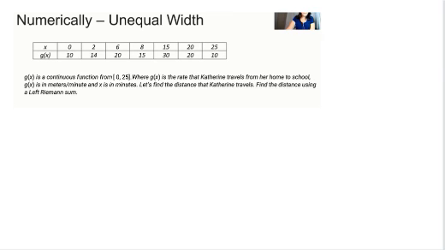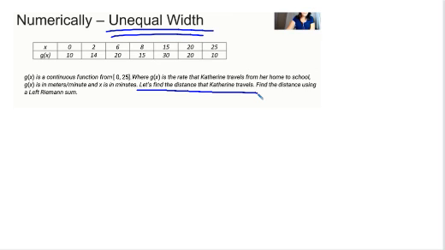So let's look at a sample problem here. This one is a numerical problem, and the reason that it's numerical is because we have unequal widths. Okay? So g of x is a continuous function from 0 to 25, where g of x is the rate that Catherine travels from home to school. G of x is in meters per minute, and x is in minutes. Let's find the distance that Catherine travels. Remember, if I find an area under the curve of a rate, I'm going to go back to a position type answer, a location type answer, all right?